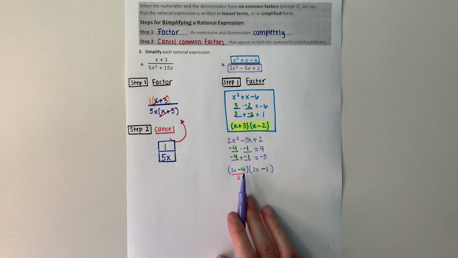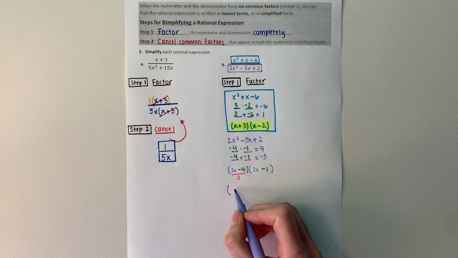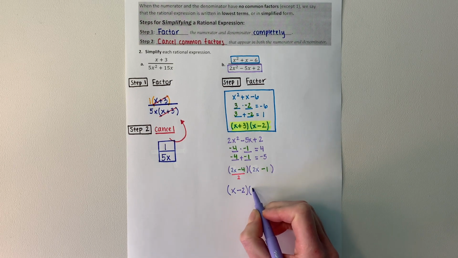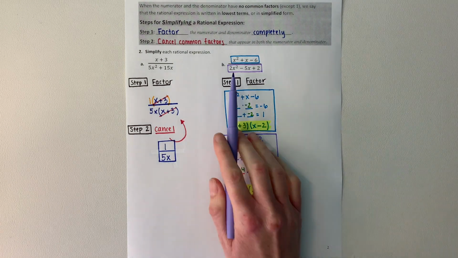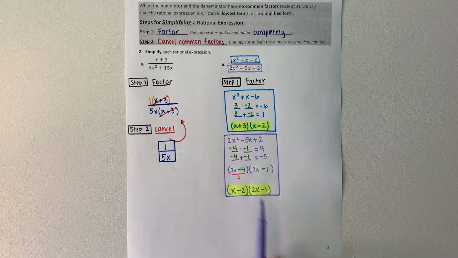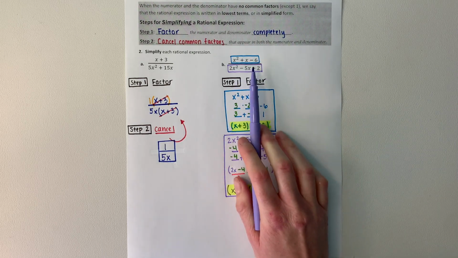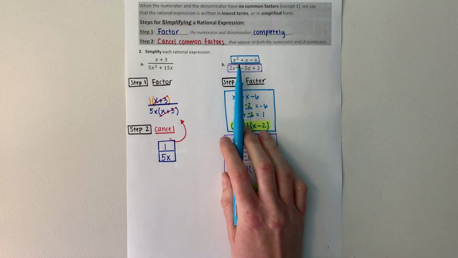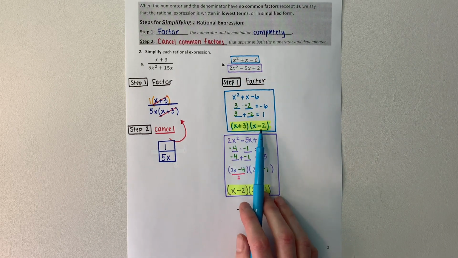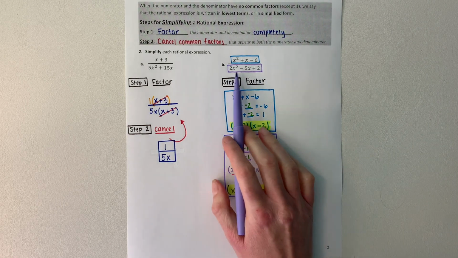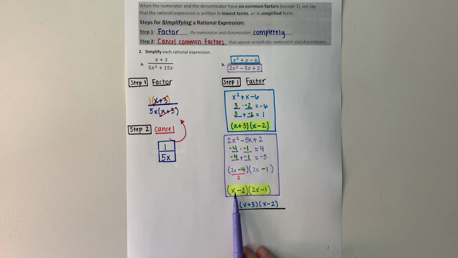If we divide each term in this parenthesis by 2, 2x divided by 2 will give us x, and -4 divided by 2 will give us -2. Then we can just bring this parenthesis down. And now we've written this denominator in fully factored form. Now that we've factored, we want to rewrite this original expression in factored form. We factored the numerator here, so I'm going to copy this factored form of the numerator down into our numerator here. We factored the denominator here, so I'm going to copy this factored form of the denominator into our denominator here. Now we've completed step 1.